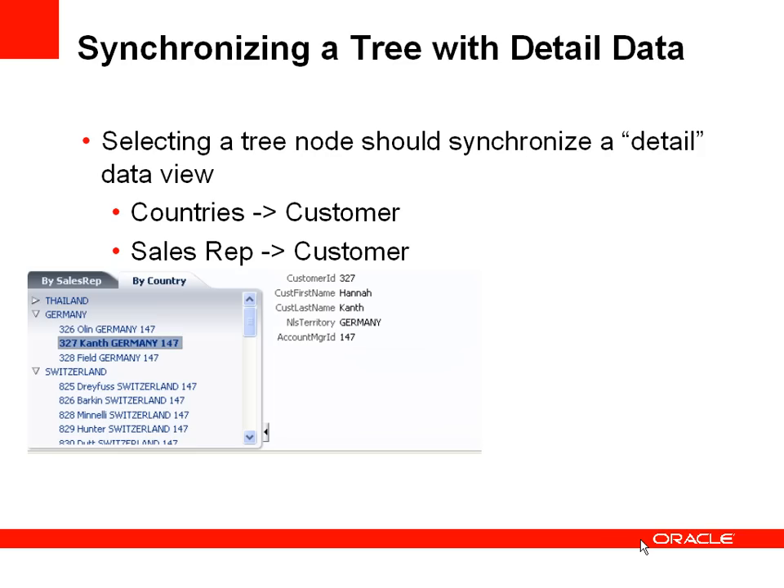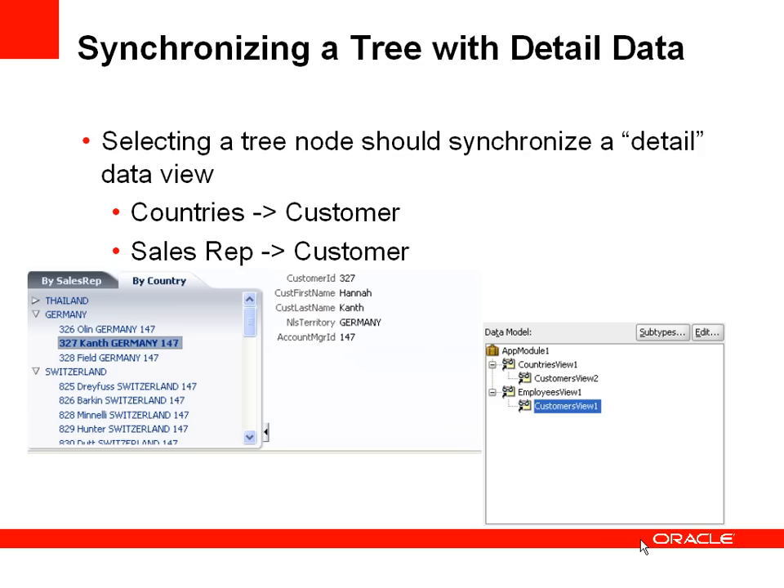Similarly, we might have a tree control showing sales reps, and if I select a customer who belongs to a sales rep, we want to show the details of that customer. Now you might consider this data model to be a master detail style of data model where you have countries and the customers for that country, or employees and the customers for that employee, but there's actually a better way to do this.